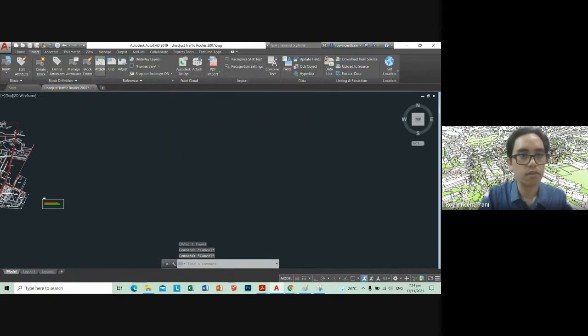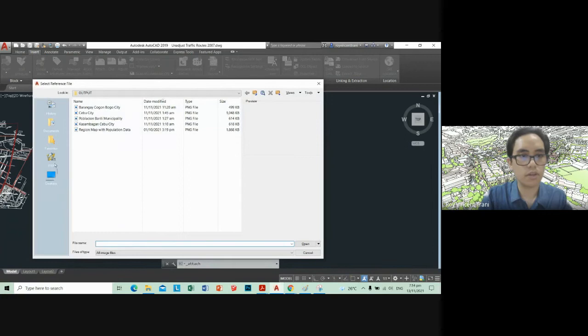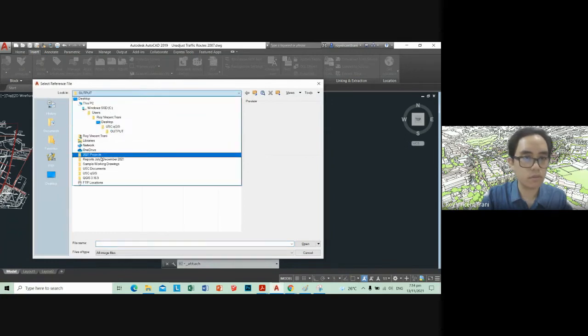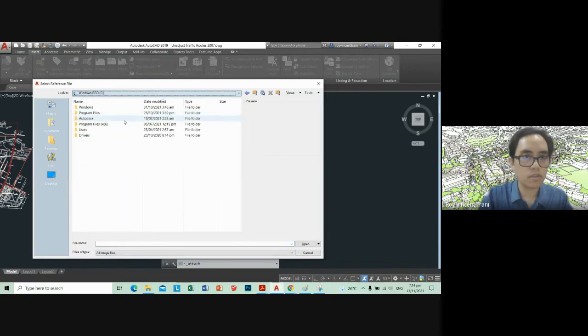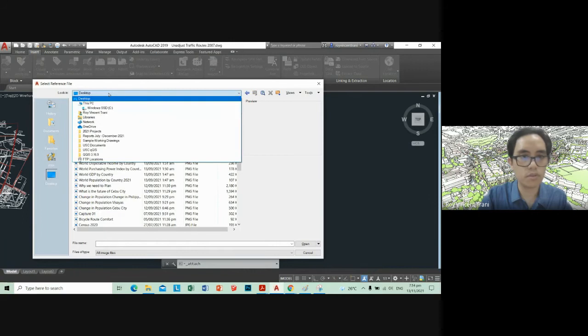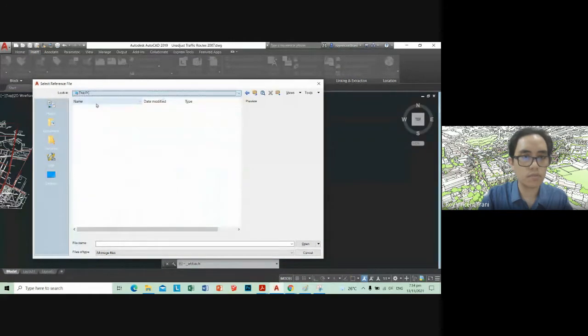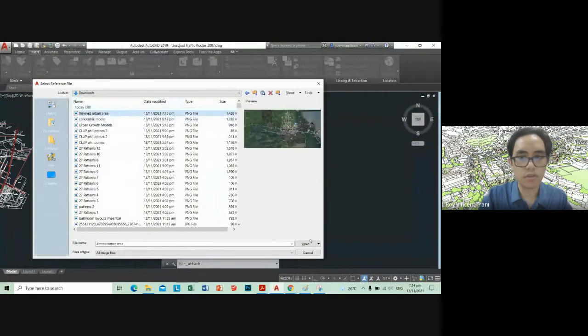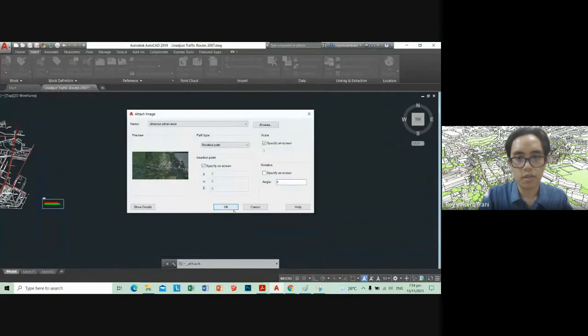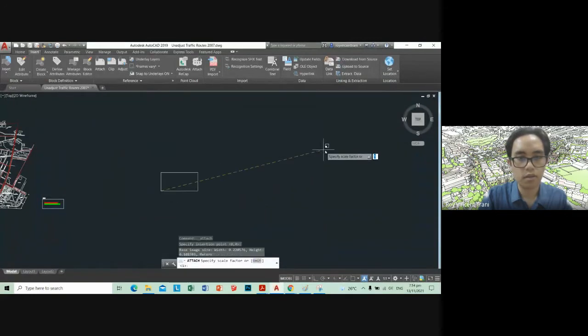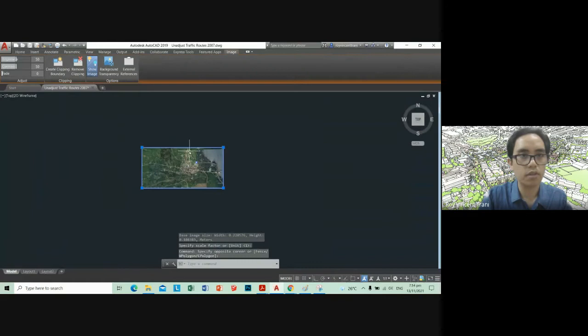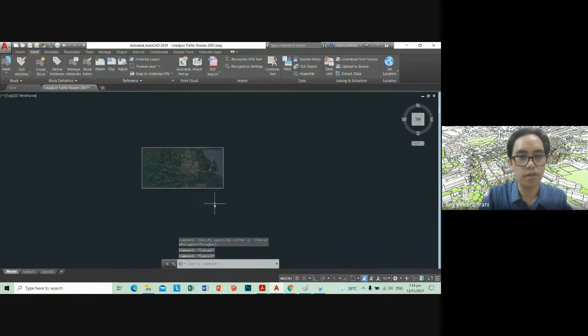Insert raster. Downloads. See, I can't find my downloads. This PC. There we go. Open. Okay. So here we go. That's what I was trying to find.